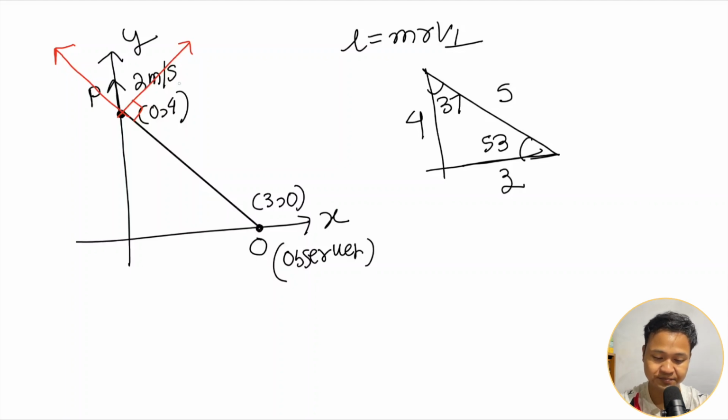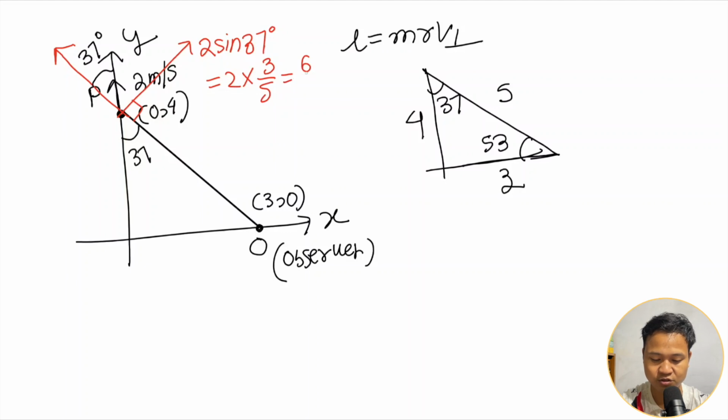So this angle is 37 and the angle here is its opposite angle, 37. That means the perpendicular component of velocity is 2 into sine 37. So how much is this? 2 into sine 37, so 3 by 5. So this is 6 by 5 meter per second. This is v perpendicular.